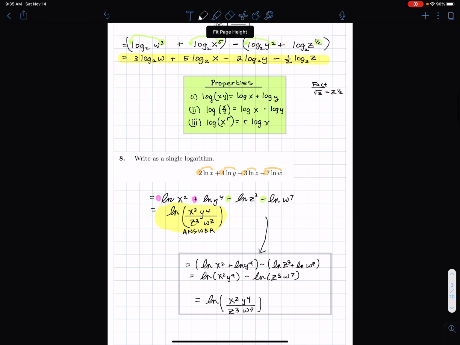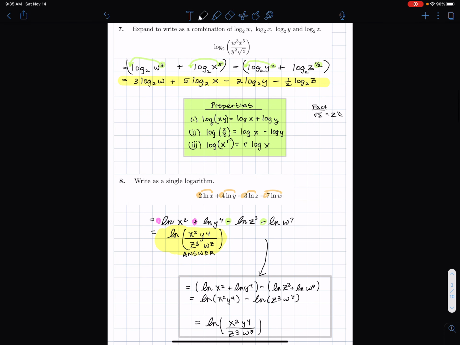Alrighty, so zoom out and get both of those right there. I want to just impress on you, I think you can do this quite quickly. Actually, I think you just go straight to the answer. If you practice these a little bit, the 2 comes to the front of the x as x squared, y to the 4th, z to the 3rd, w to the 7th, and whatever has a plus gets in the numerator, minus gets in the denominator.